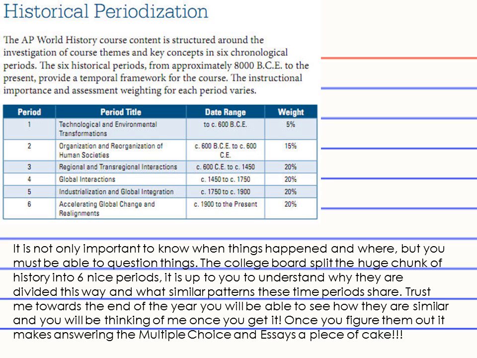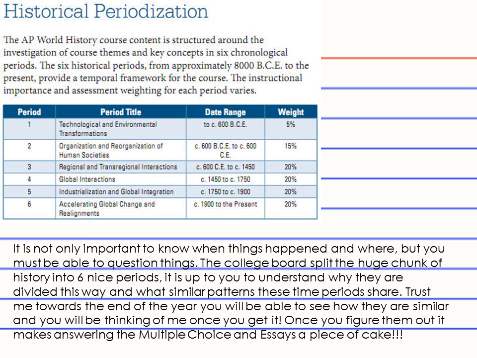I want you to notice right here, the first block, that 8000 BCE to 600 BCE, is only weighed at 5%. So the multiple choice section is only going to test 5% of it. So in essence, it might not even be there.